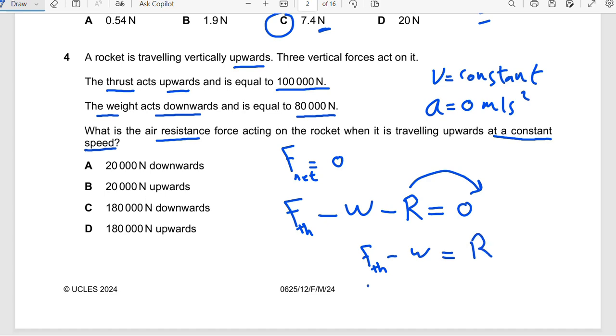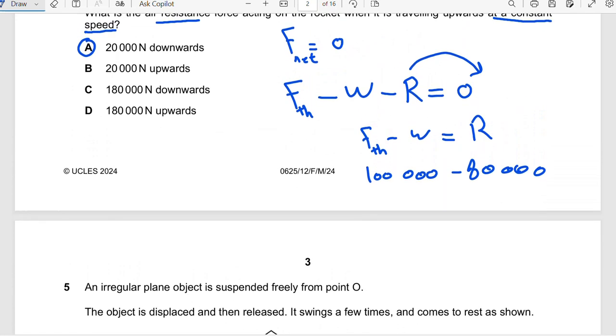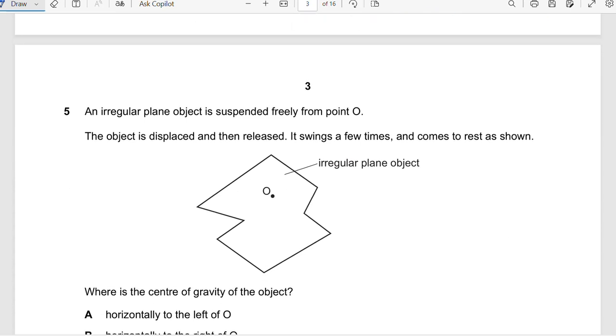So it is 100,000 minus 80,000 will give me 20,000, and it is going downwards, right? As we agreed, the resistance is downwards, so it is A. Okay, I hope it's clear. Of course, the unit is Newton, right?